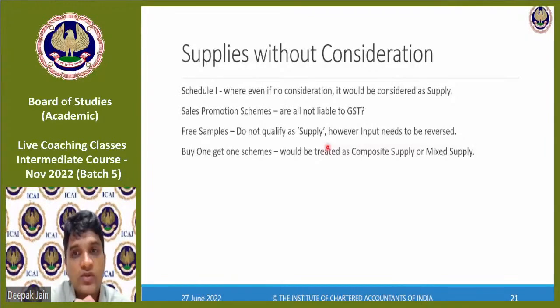Second is buy one, get one schemes. Wherein, generally in the pharma industry, say you buy one box of tablets, I will give you one more box free. So buy one, get one offers are generally done there. In that case, what happens? Will it be treated as one box having a consideration and the other box no consideration?